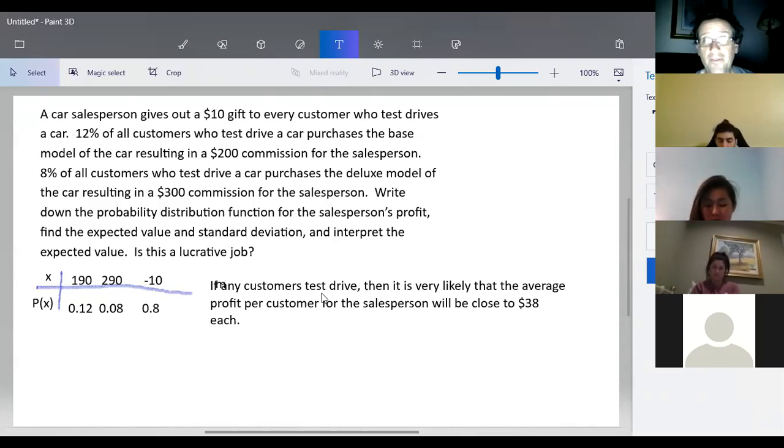And that matters. Okay, now think about this. Is this a lucrative job? What do you think? I guess it depends on how long each test drive takes. Yeah, how long do you think it takes to test drive a car? And to work with a customer? Anyone ever test drove a car? How long did it take you?